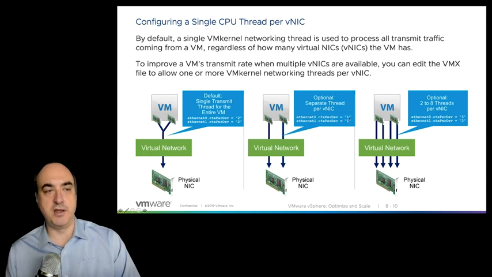You're simply saying one dedicated transmit thread for each of these adapters. 2 doesn't mean they're guaranteed 2. What it means is that it's the whole VM. So 2 means the whole VM. 1 means one transmit thread per virtual NIC.